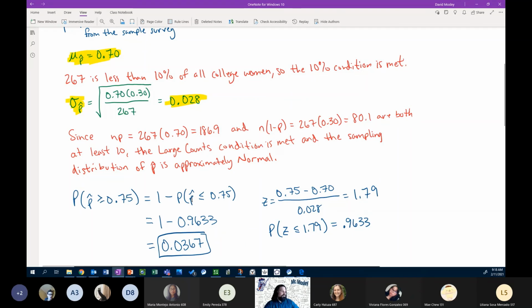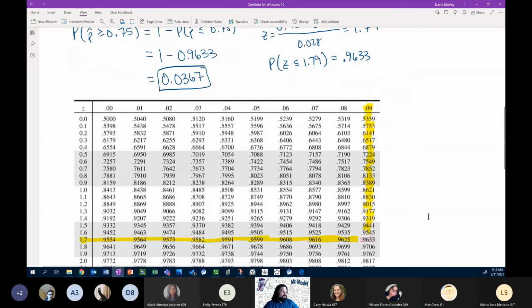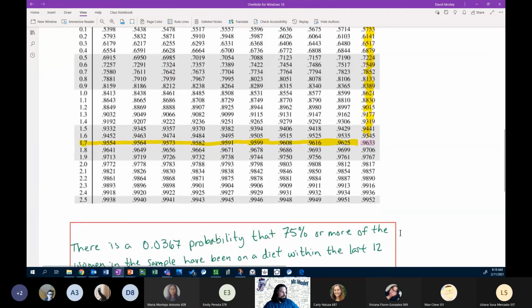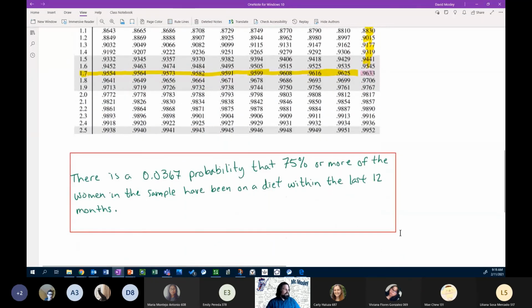So we convert this to 1 minus the probability of p hat being less than or equal to 0.75. That is 1 minus 0.9633, which is equal to 0.0367. Here we see where we found our number on table A, 1.79, 0.9633. We get that value here. So to answer our question, there is a 0.0367 probability that 75% or more of the women in the sample have been on a diet within the last 12 months.